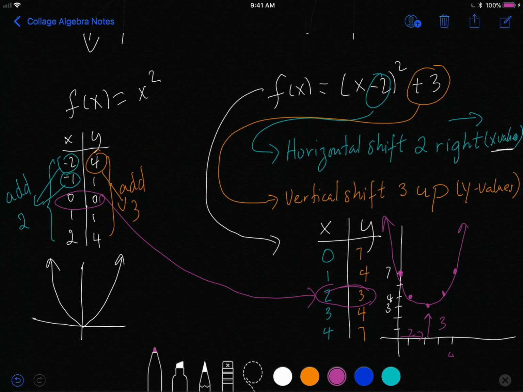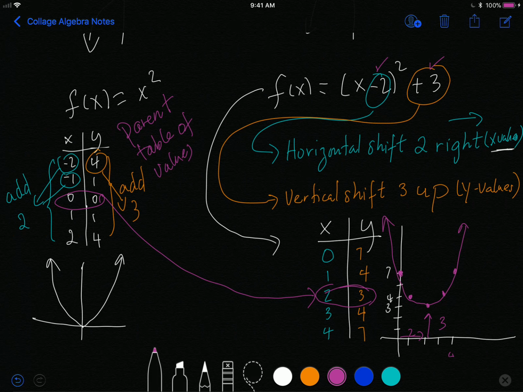So in recap, you identify the transformations. I have 2 extra numbers, so I have 2 transformations. Then after you identify the transformations, you take the parent graph, table of values, and you make the adjustments. Generally speaking, especially for large and complex functions, this technique is much faster than if we were to do it by hand.